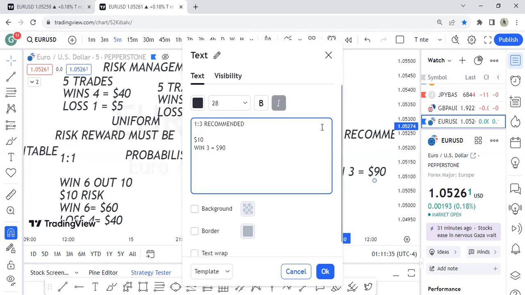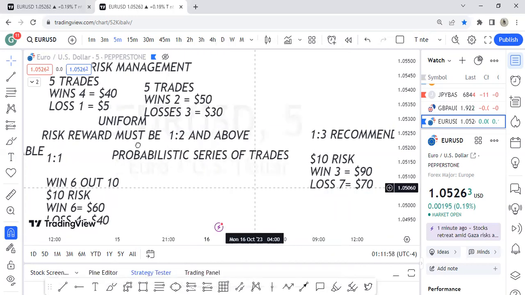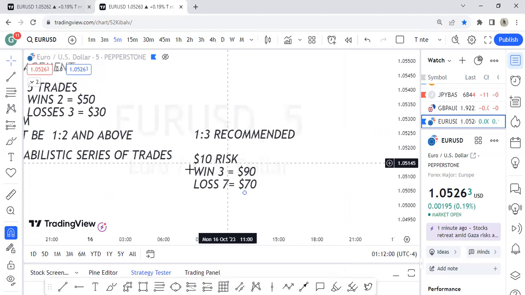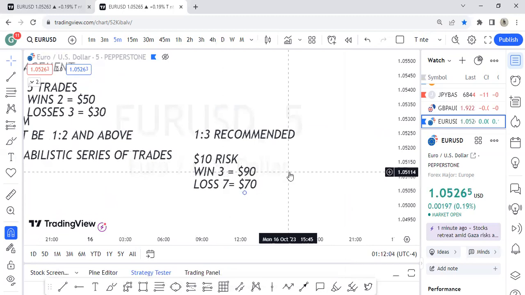And then if you lose 7 out of 10, right? Remember that if you lose seven, then you're just minus $70, right? This is the minimum threshold for it. So remember, you see the math for it. The math for 1:3 becomes very, very nice, because just winning those 3 trades, you're still in profit, because if you do 90 minus 70, you're up $20, right?